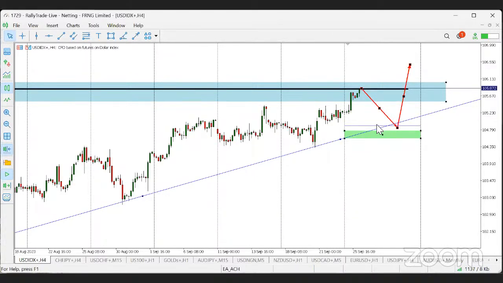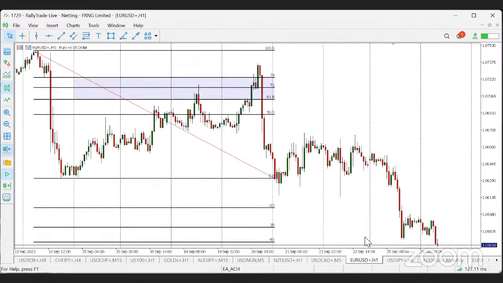Now this level I have marked here, this level in green, is actually the 61.8%, 78% of the Fibonacci, which is a sweet spot when measuring retracement. So with that said, expecting a retracement on the dollar index, we now move to Euro USD. The first currency we'll be looking at is Euro dollar.